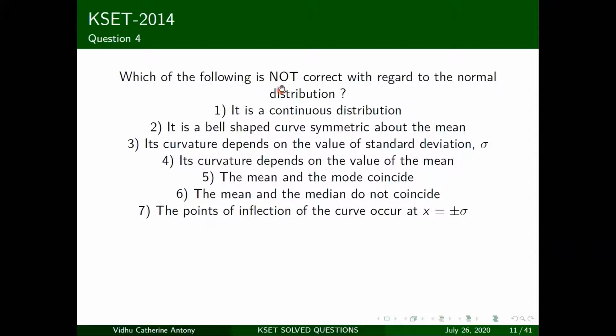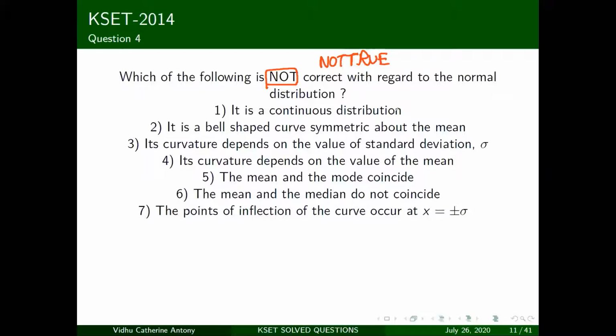Which of the following is not correct with regard to normal distribution? Normal distribution is basically a Gaussian distribution. So let's look at each point. Whenever there are terms like not true and things like that, you should be very careful about it because you end up ticking what is true.